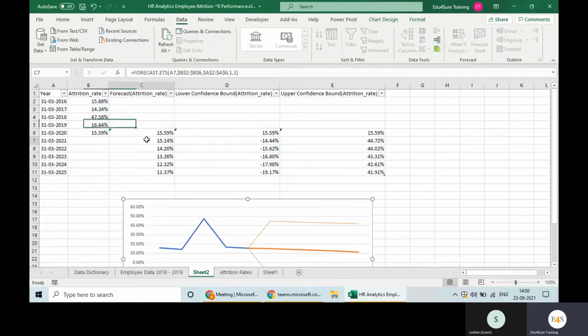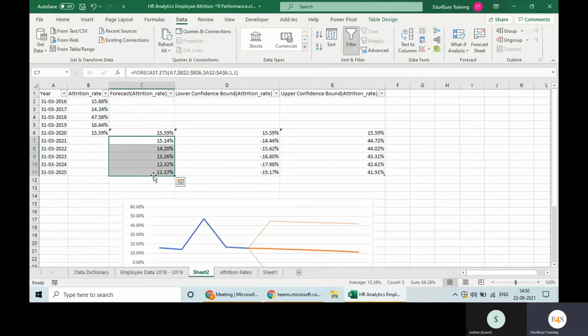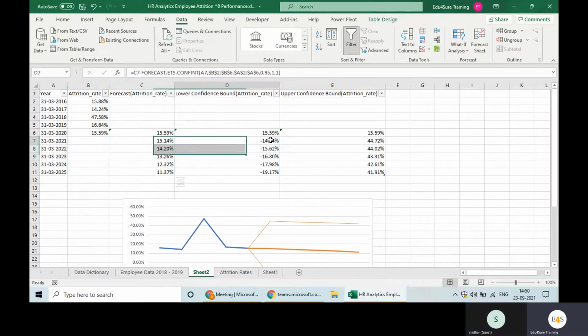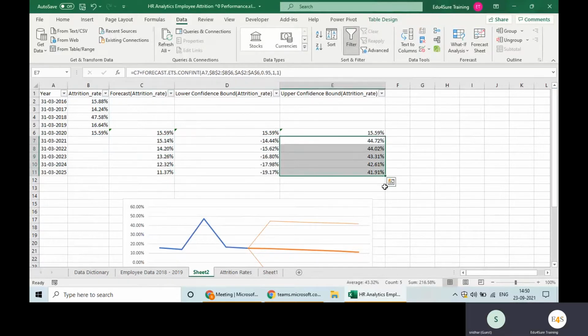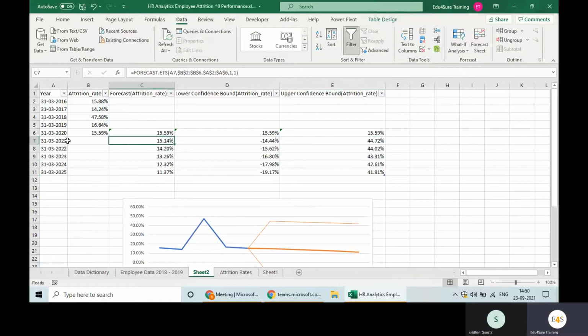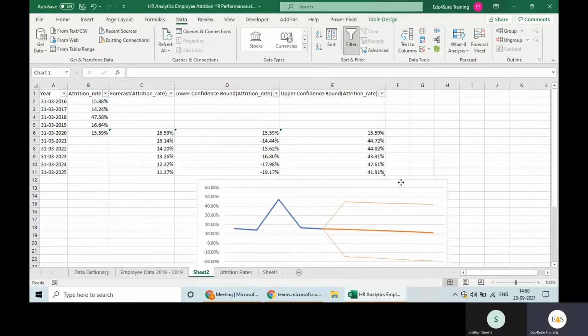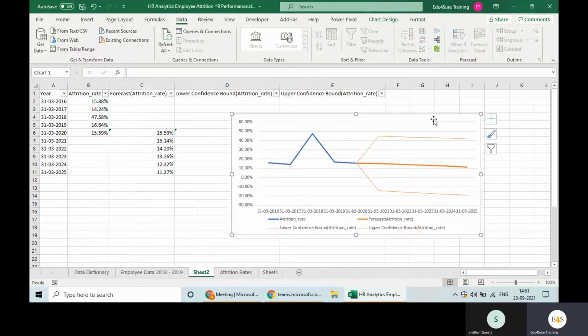So this is the exact forecast, and apart from the exact forecast, because this is a forecast, it cannot be very apt, so it is giving you the lower and upper limits also, that this forecasting is approximately 15.14% for 21, based on the last 5 years of data. And the technology which has been used at the backend by Excel is called regression analysis. So this is how the forecasting is done. If you have good data, like 3 years or 5 years of data, then you can forecast your future as well.